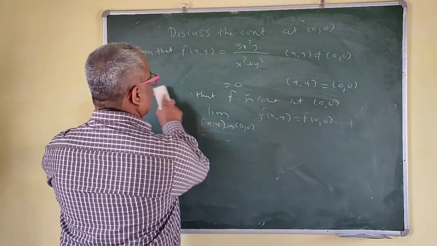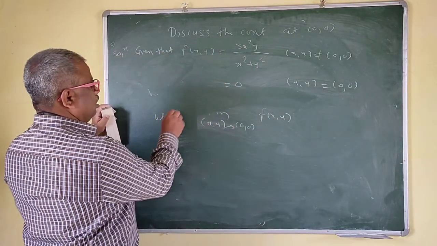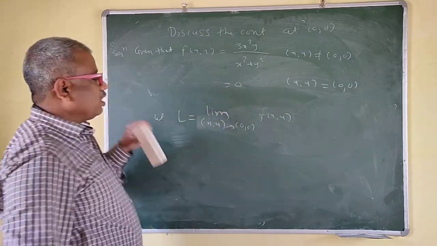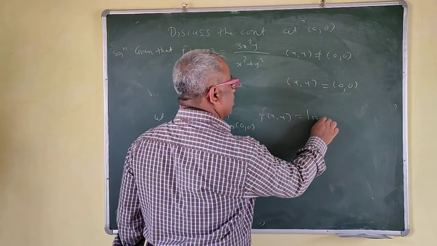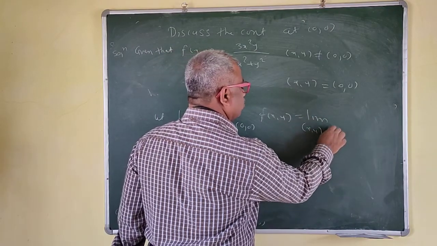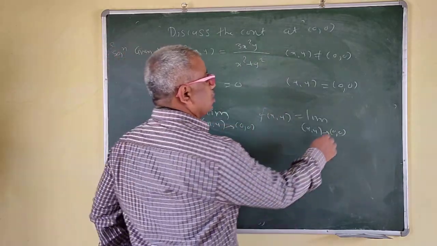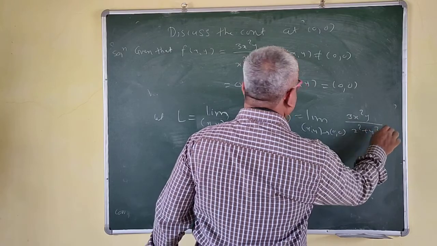So let L be equal to the limit as (x,y) tends to (0,0) of f(x,y). Just we write the value of f(x,y) now. (x,y) tends to (0,0) means (x,y) is not equal to (0,0). Your function is 3x²y/(x² + y²).